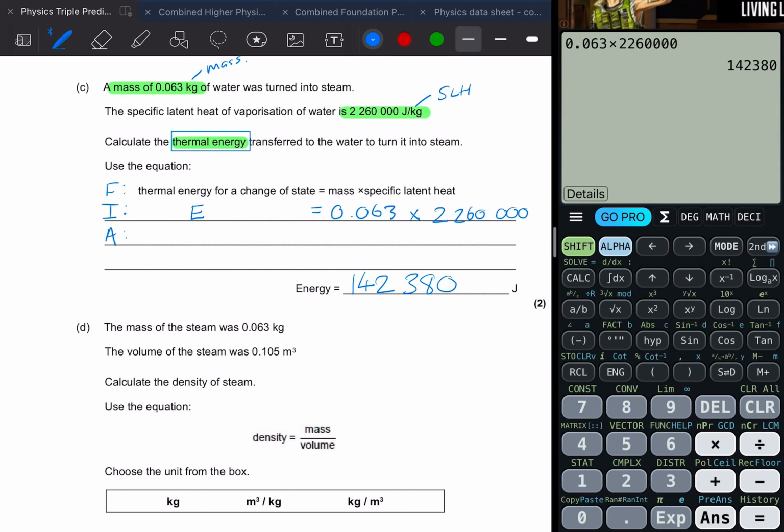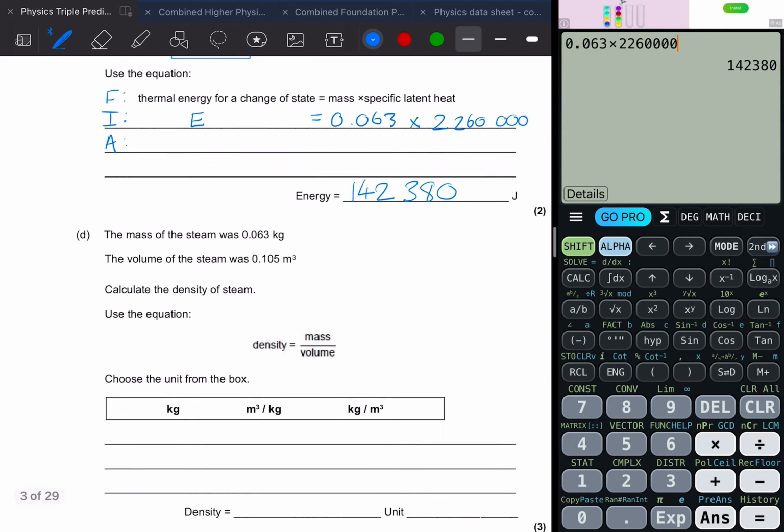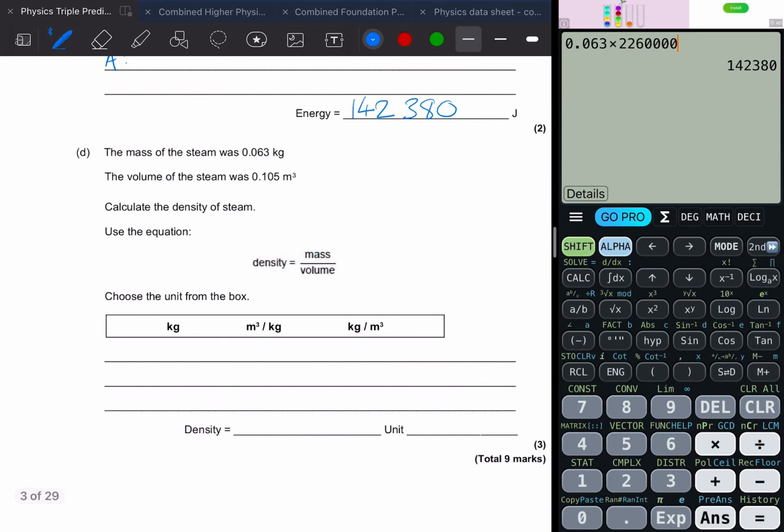Let's just check that it doesn't say anything like put it into significant figures or anything like that. It doesn't. Because, you know, this one here is in 3 significant figures, this one's in 3 significant figures. So 142,000 would be correct. But I think we just leave it like this. Okay. We might as well leave the calculator up for the next question.